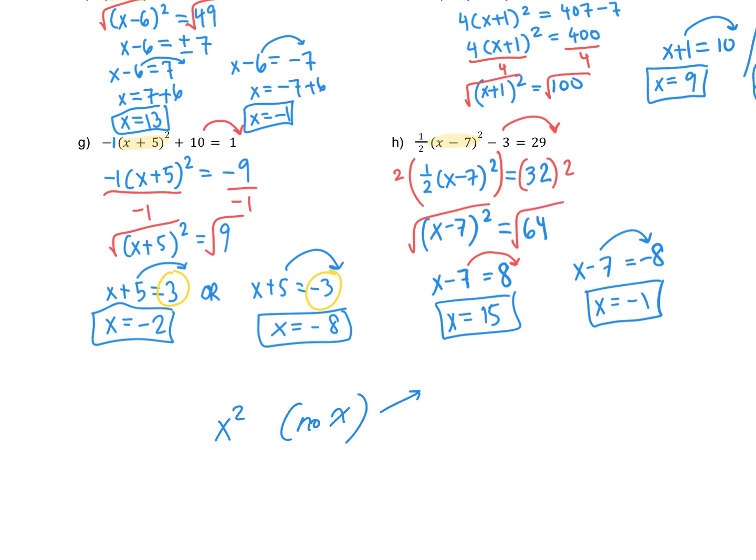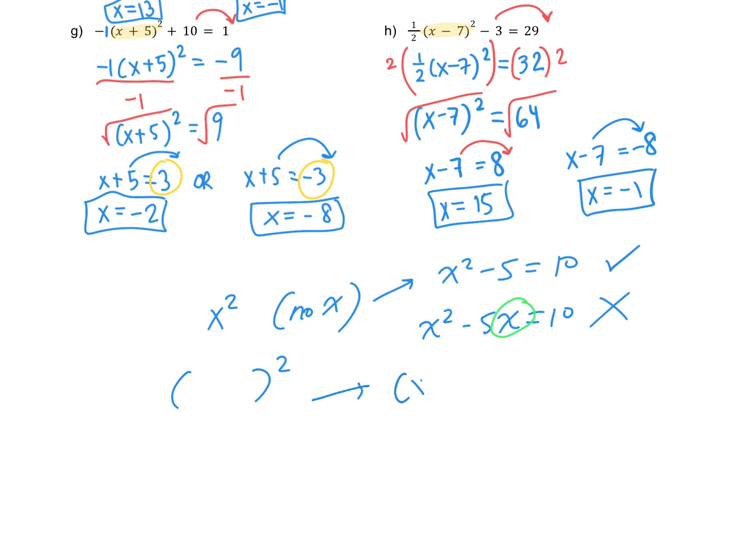So if you have x squared minus 5 equals 10, you can do isolation. If you have x squared minus 5x equals 10, no isolation because of that x. Okay? Or you have a bracket to the power of 2. So for example, if I have x plus 2 squared minus 1 equals 8, this is okay. If, however, there is other stuff outside the bracket, so I put another variable in there, not good.